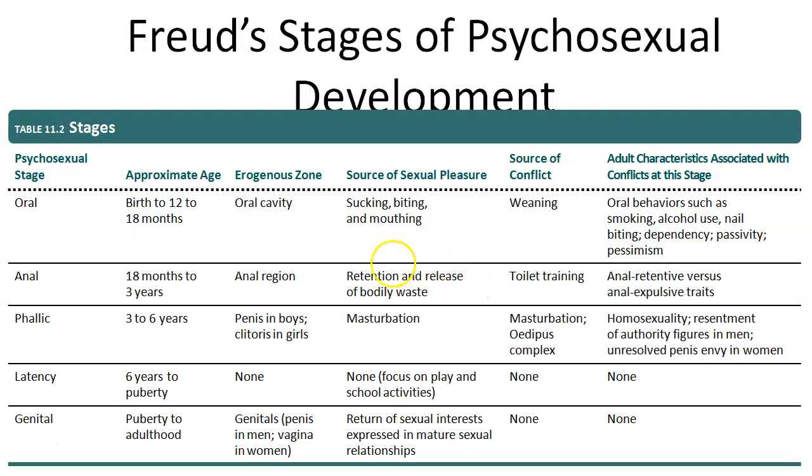That's what they mean in that context. So just looking at these, the oral, the anal, the phallic, the latency, and genital. Keep in mind the ages, keep in mind the erogenous zone, and keep in mind some of the adult characteristics that can happen, and that will help you with those questions.